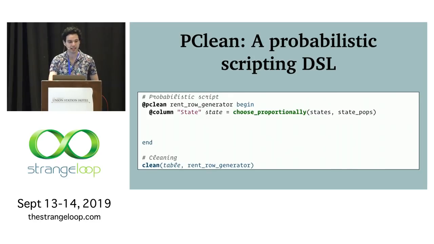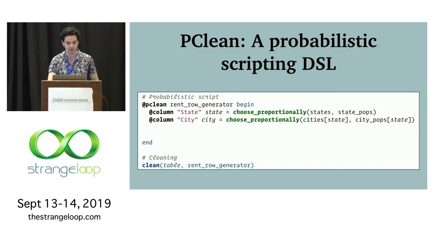So we're going to choose a state proportionally to the populations of the states. We're going to choose a city proportionally to the populations of the cities. And notice here we're just saying that the cities that are possible to choose come from a dictionary map called cities, mapping particular states to the lists of cities that they contain. So it's going to be impossible for our script to generate a city that doesn't belong to the state that it generated. But that's not the city that we're actually going to see.